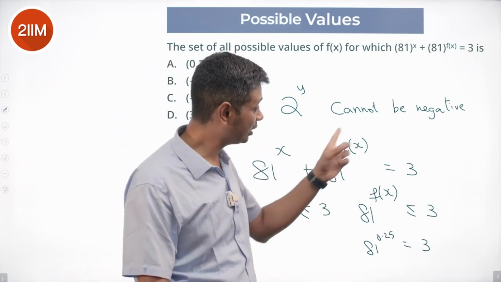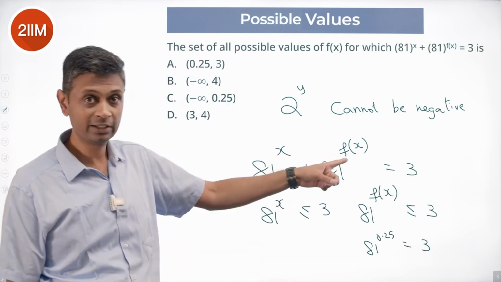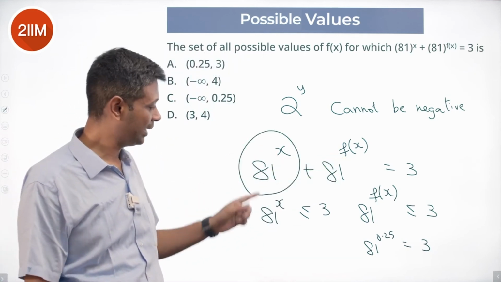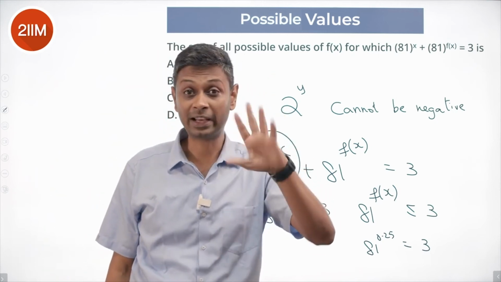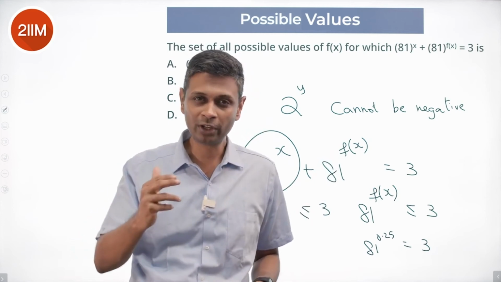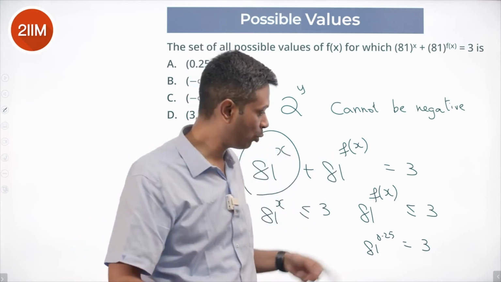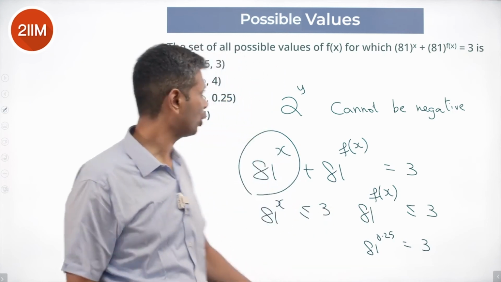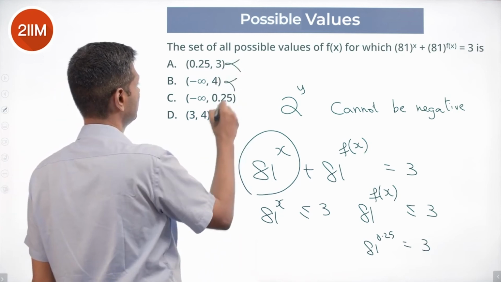If f of x is equal to 0.25, then this part has to go to 0. It should be minus infinity. 81 power minus infinity can be taken to be 0. So f of x cannot be 0.25 but can be anything up to 0.25. It should be 0.25 or lesser. It cannot be more than 0.25. This is out, this is out, this is out, the answer.